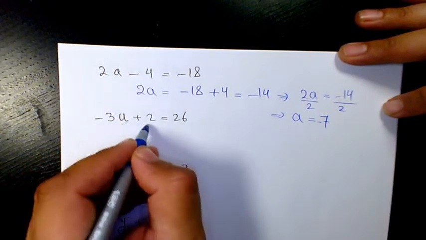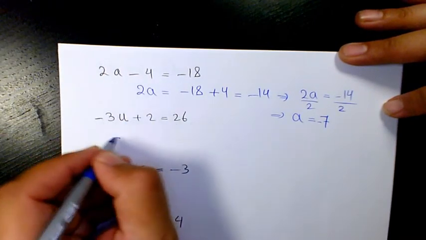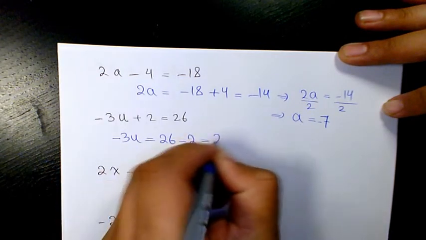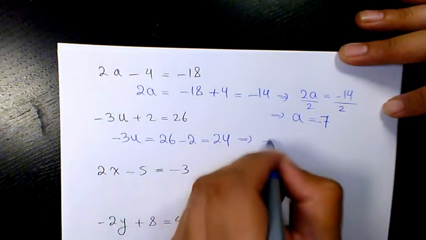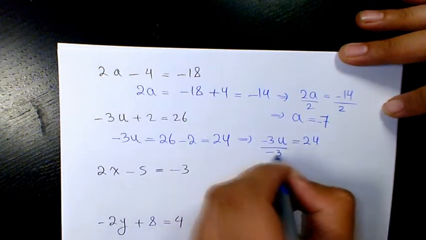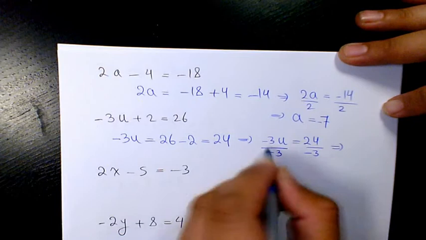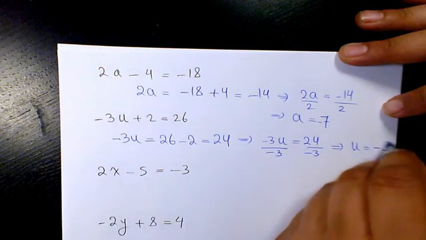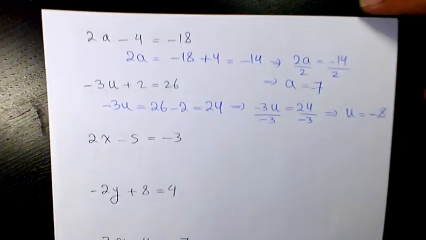Negative 3u plus 2 equals to 26. So negative 3u equals to 26 minus 2, which is going to be 24. So negative 3u equals to 24. We need to divide both sides by negative 3. So negative 3u divided by negative 3 is going to be u. 24 divided by negative 3 is going to be negative 8. So u equals to negative 8.